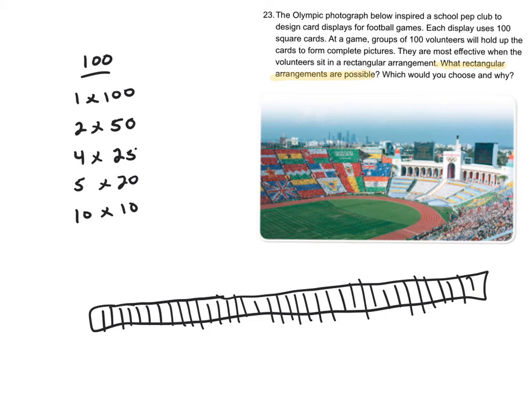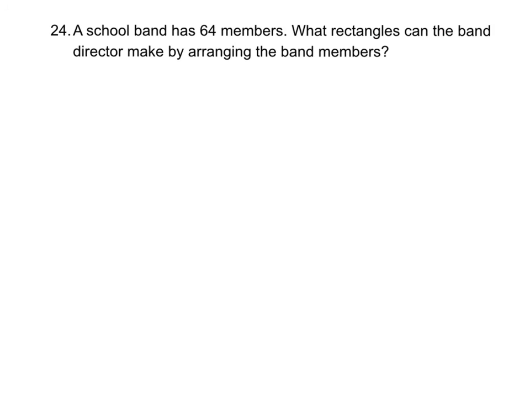So which one would you choose and why? I would say the best two choices would be, I'll circle them in green, 5 by 20 or 10 by 10. The closer to a square, just as you see here in the pictures, these look pretty much like a square. The closer to a square, or even 5 by 20, more like a flag, those would be the two best that I could explain.